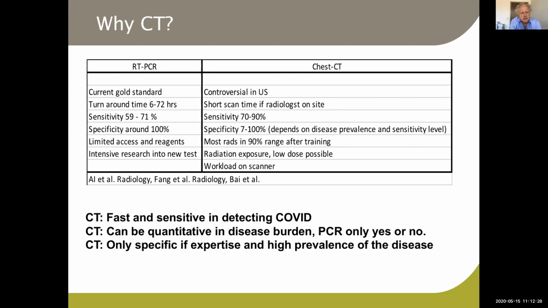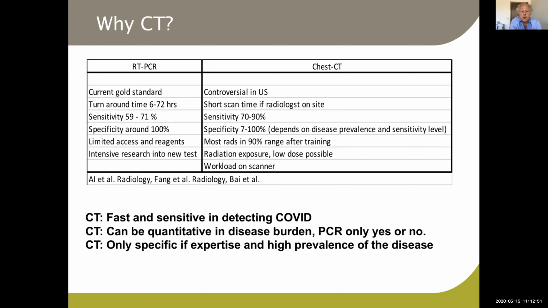So CT is sensitive and it's fast. CT can be specific, but this is a big problem. I think in endemic moments, it's quite specific. And if you have an experienced radiologist, it's also quite specific. But there we need to do something to make it more specific. And I think AI can help us there.